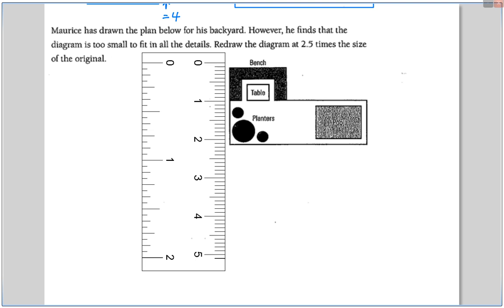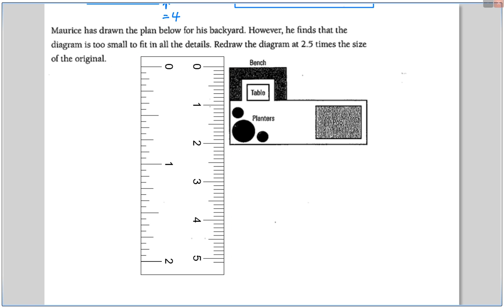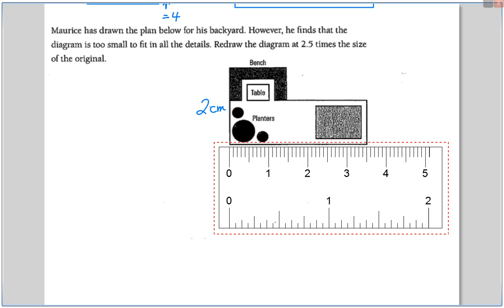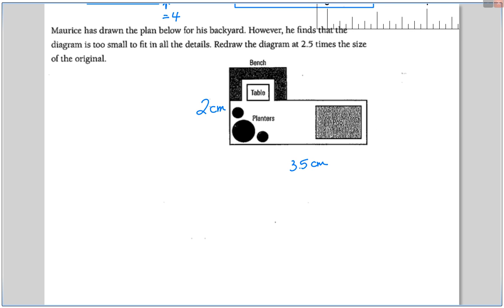So let's just do a couple dimensions and then we'll move on. Alright, so that looks like it's roughly 2 centimeters. And I'll do the bottom one just for effect. You won't have questions like this on your test though, because we won't mandate that you need a ruler. So this is 3.5 centimeters. I'll just do a couple of these dimensions. They want it at 2.5 times the size, so I just go 2 times 2.5, 3.5 times 2.5. Get those answers.